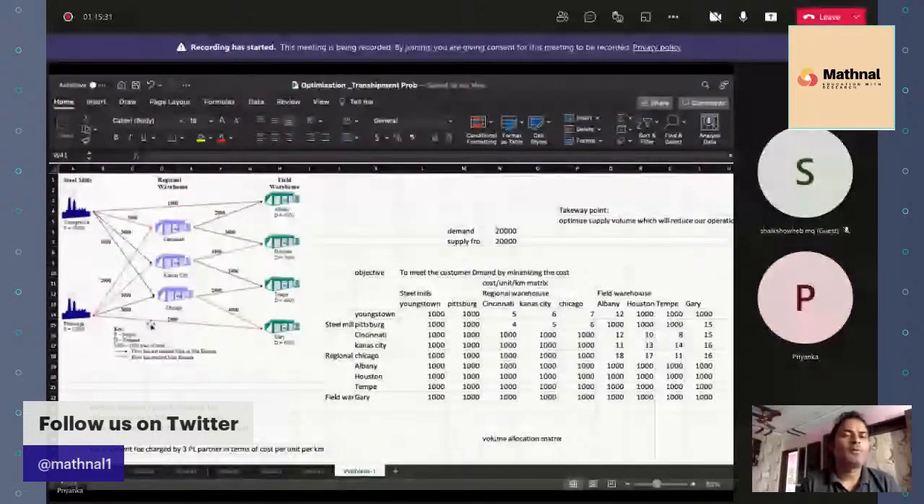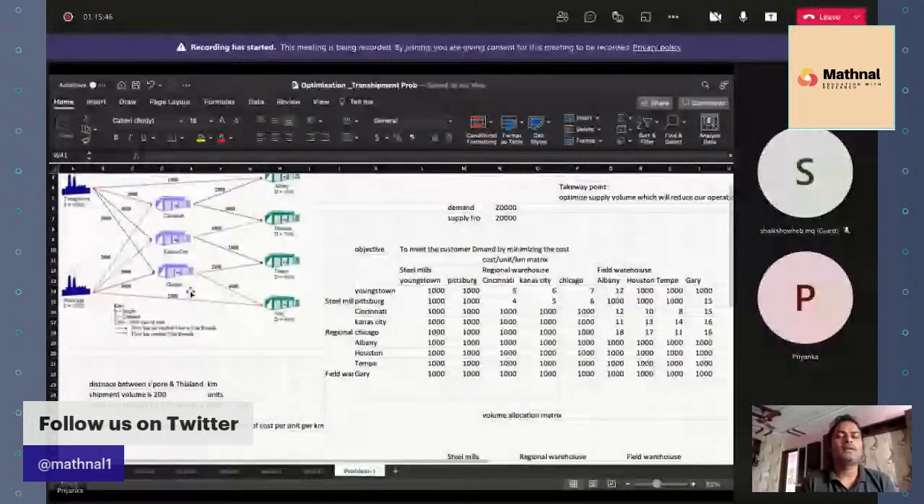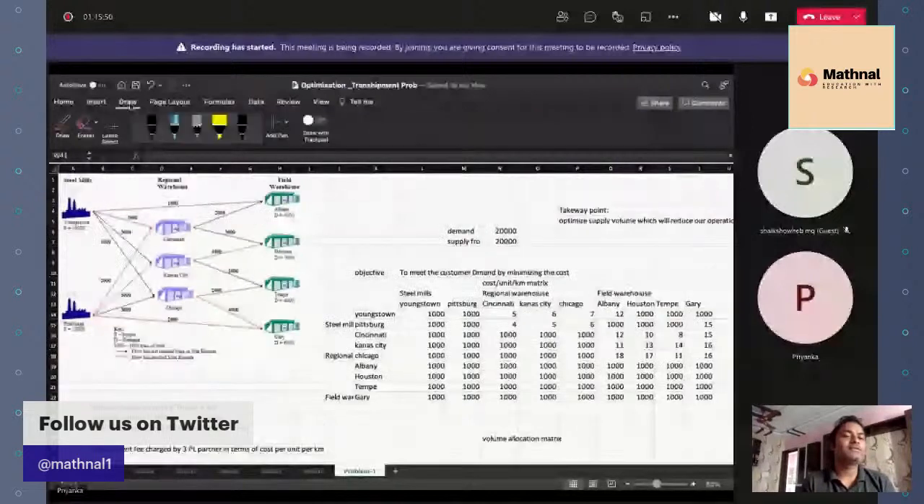But the problem here is that we'll make some amendments. We'll go to the receive area now. Go to the cost matrix and we'll make amendments in this particular one. Now we know 20,000 is the demand and 25,000 is the actual supply capacity. Now we'll make amendments here.